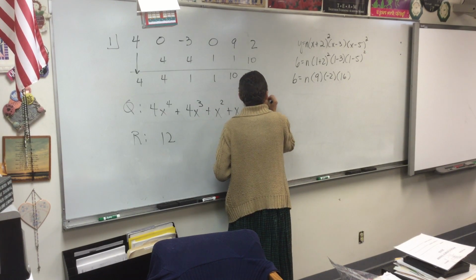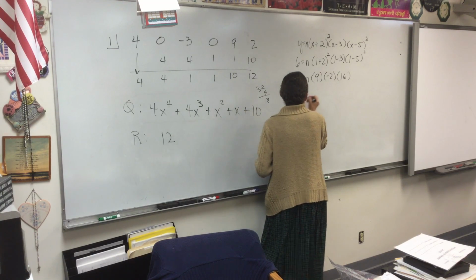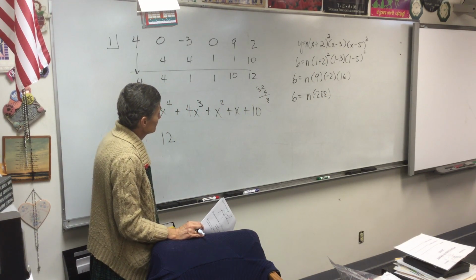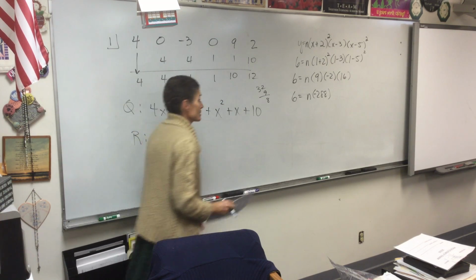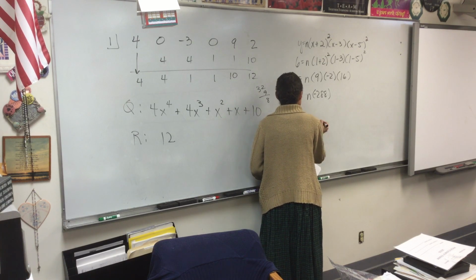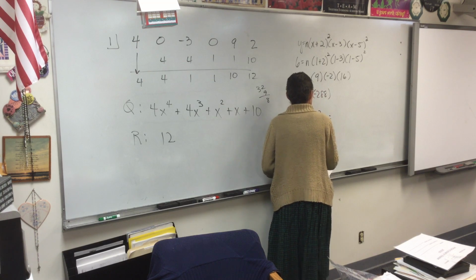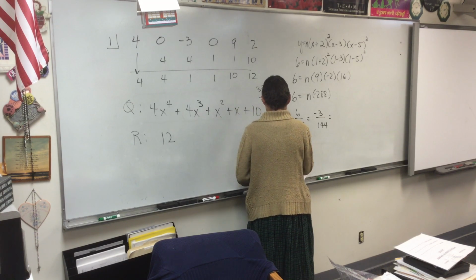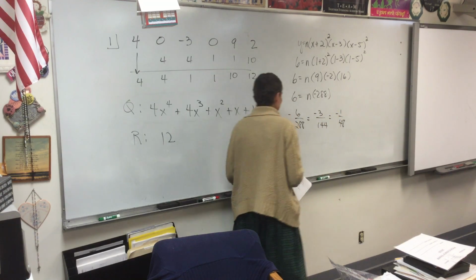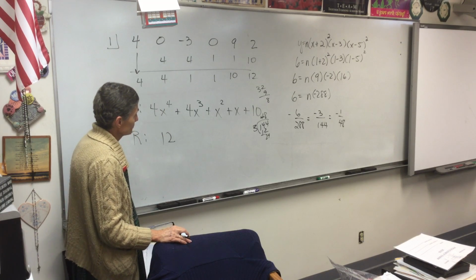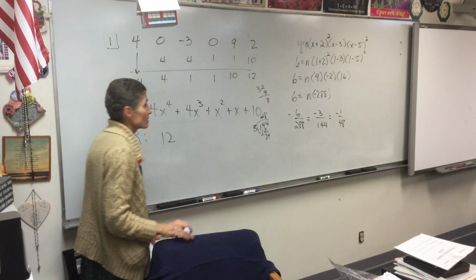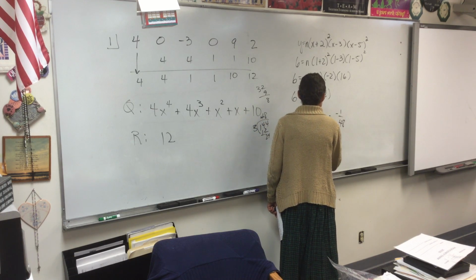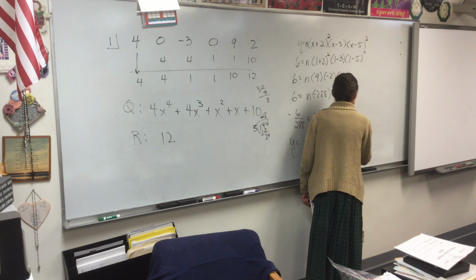What do we get? I got 288, negative. But I'll let somebody with a calculator double check my work. Am I right? So then I'm going to divide, and I get negative 6 over 288, which I will reduce down to negative 1 over 48, I think. So my answer is y equals negative 1/48 times x plus 2 squared, x minus 3, x minus 5 squared.